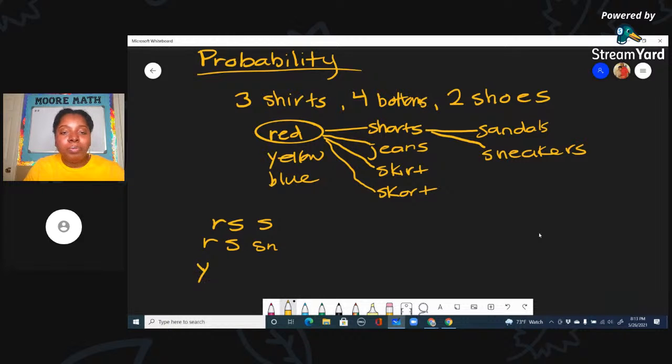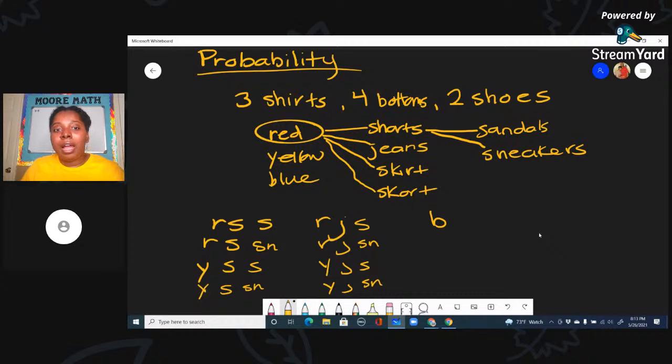You could put yellow, shorts, and sandals, yellow, shorts, and sneakers. You see what I'm doing? And you can do that for each of them, right? Red, jeans, sandals, red, jeans, sneakers, yellow, jeans, sandals, yellow, jeans, sneakers. Okay, then we could do blue. And we have more, right? We have skirts. So we could absolutely list them all out, right? After a while, you're going to notice a pattern. Okay. And let me show you what that pattern is.